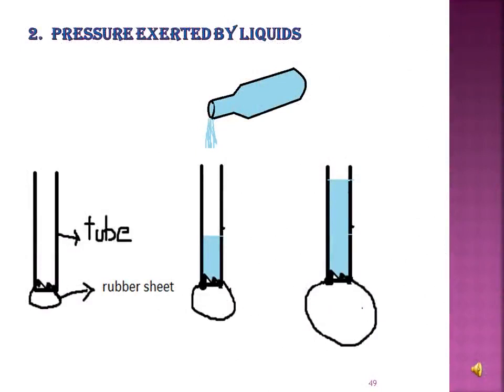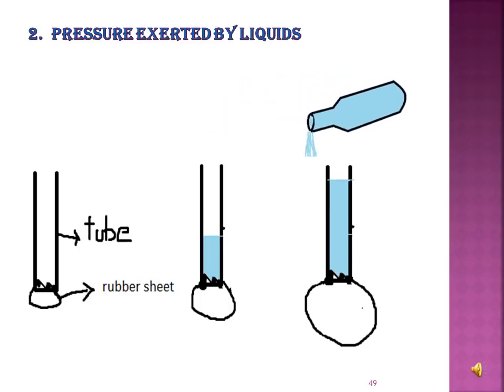Pressure exerted by liquids. Do you know liquids also exert pressure? Let us check it with an experiment. Take a transparent glass tube. Take a rubber sheet and stretch it tightly over one end of the pipe. Tie it tightly. Hold the tube straight. Pour some water into the pipe. What can you see? The rubber sheet bulges out. Pour some more water. The rubber sheet bulges out more.